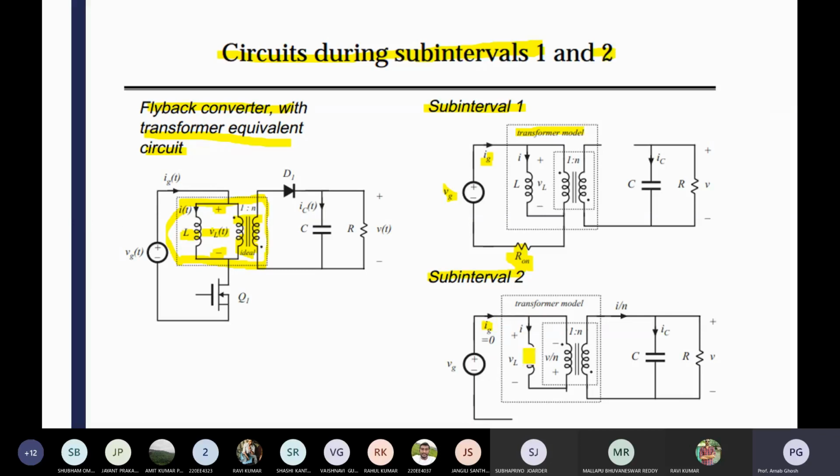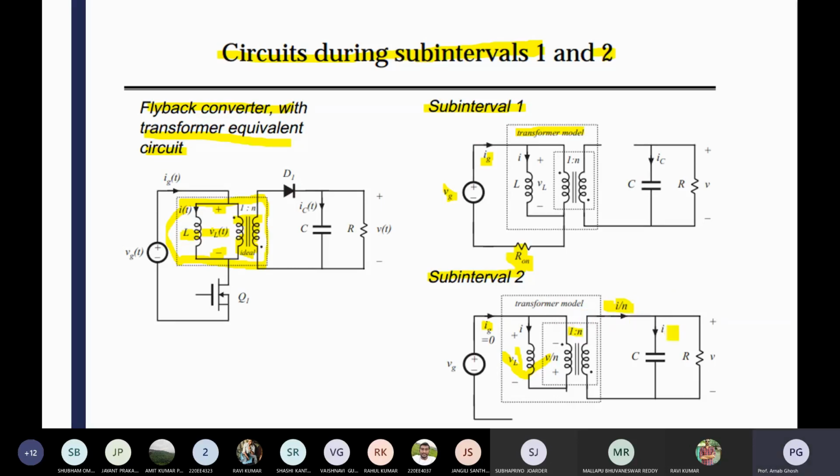So that inductor current is flowing through this path, through this transformer, and that current is reflected to your secondary side. Okay, so the turns ratio is 1:n. So how much current will be on your secondary side? V1 by V2 equals N1 by N2 equals I2 by I1. That's why I by n is there.